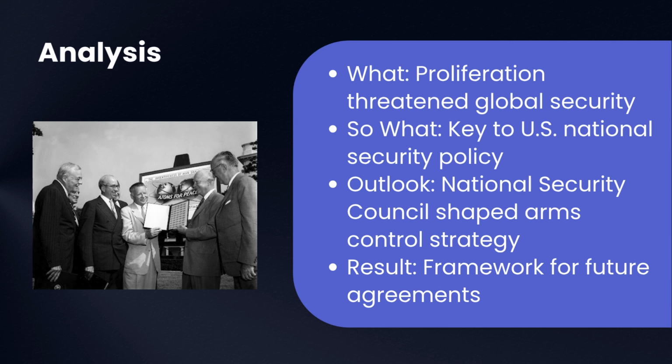The core issue was the risk that more and more countries would acquire nuclear weapons, potentially triggering an arms race or nuclear war. So why does this matter for US national security? A world with more nuclear powers is more dangerous, unpredictable, and harder to deter. For the US, it was vital to limit proliferation to protect itself and its allies. Through this treaty, the National Security Council helped build a global system based on inspections and diplomatic pressure that shaped future US nuclear policy, creating a long-term framework that continues to guide our actions today.